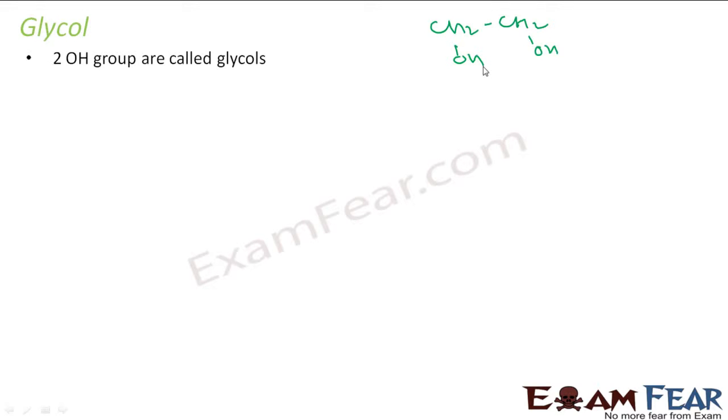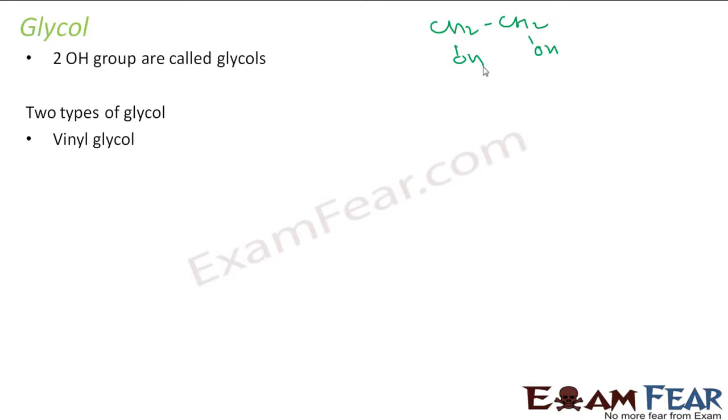Now let's understand glycol. So what are glycols? They are the ones that have two OH groups. For example, if you see here, CH2, CH2, in both I have an added OH group. They are called glycols, correct? This is my ethylene glycol.